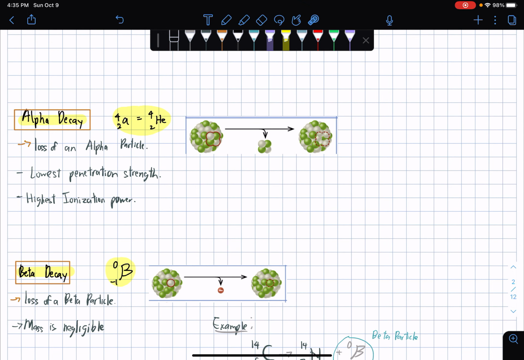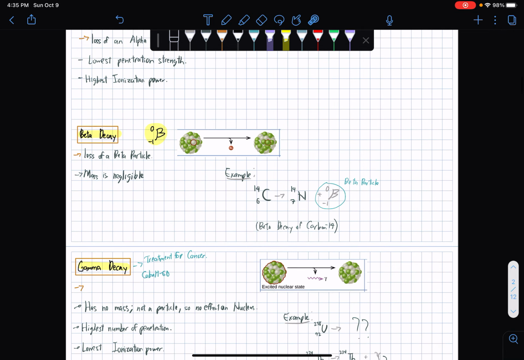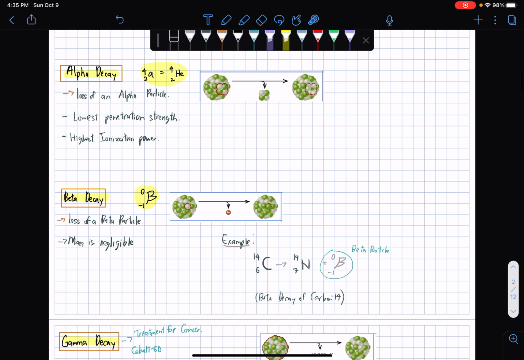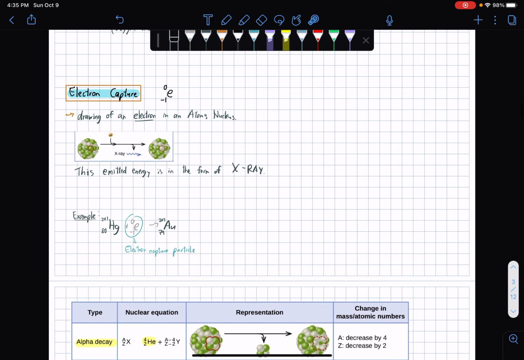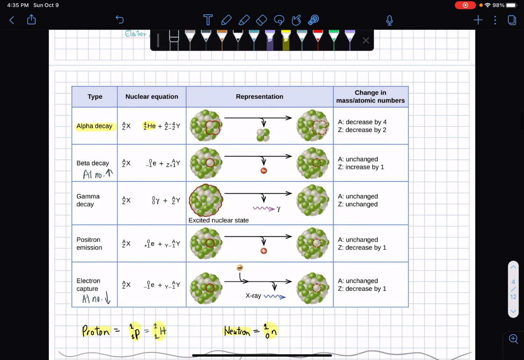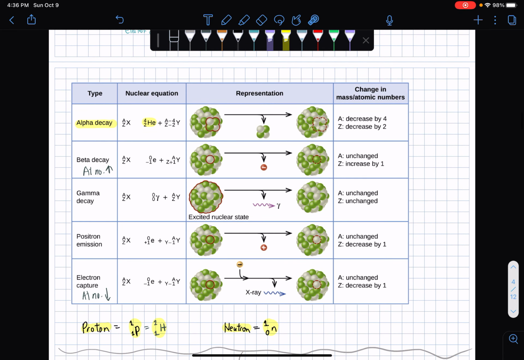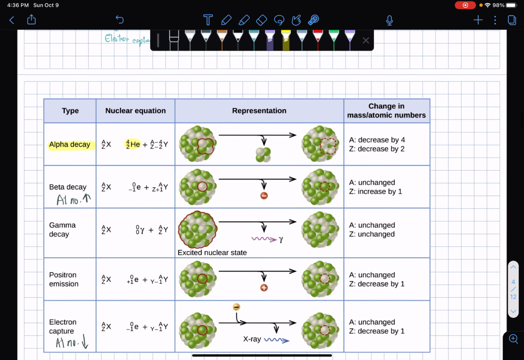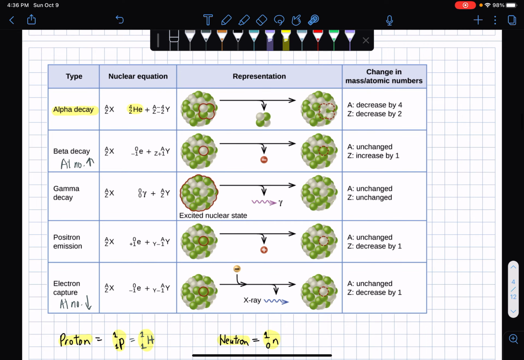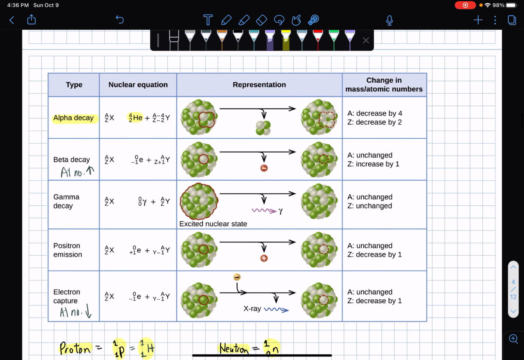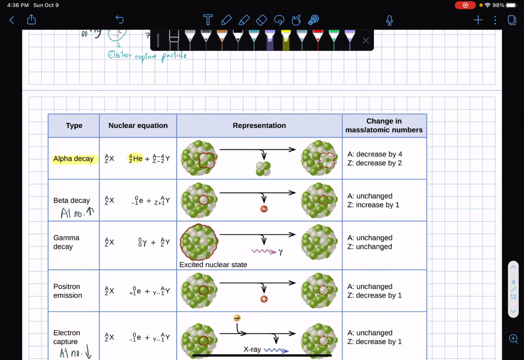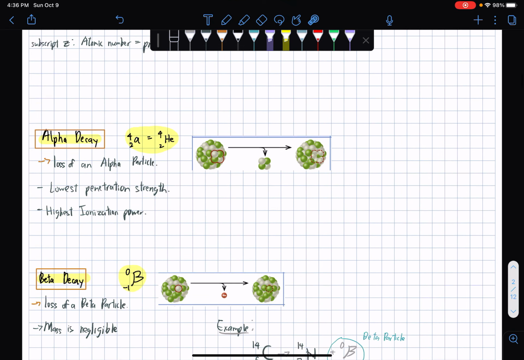Now, I'll be explaining actually five types of radioactivity, if I'm not wrong. There isn't a specific title on this table, but if this table is pretty relatable to what you're studying right now in grade 11 chemistry, it's pretty good actually.